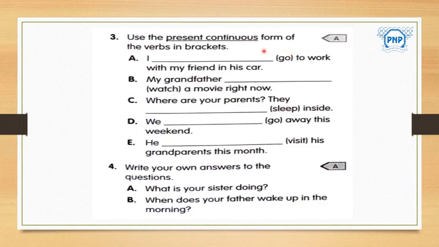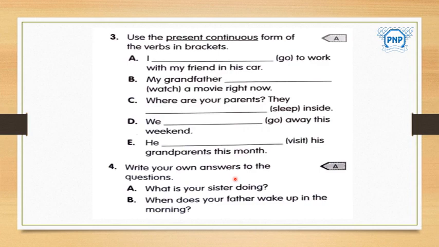Use the present continuous form of the verbs in brackets. In the bracket they have given go. We have to use its continuous form. I dash to work with my friend in his car. I'm going to work, because we are supposed to use a helping verb also. So with I, we can use am. Correct? So like that complete B, C, D and E. Very nice.